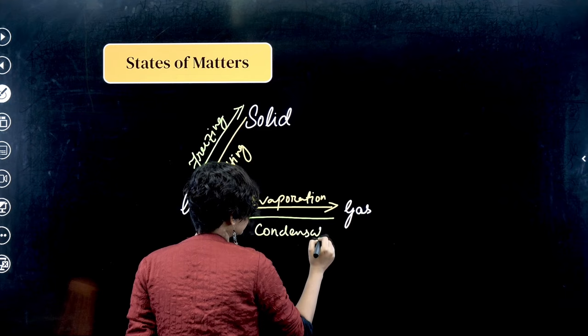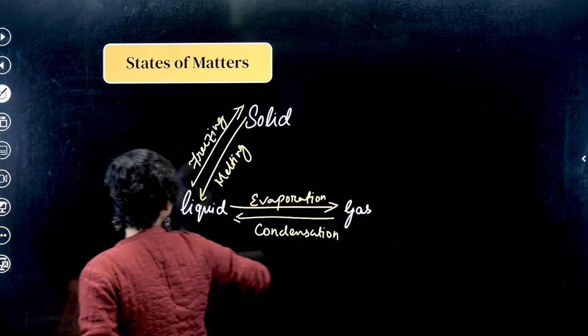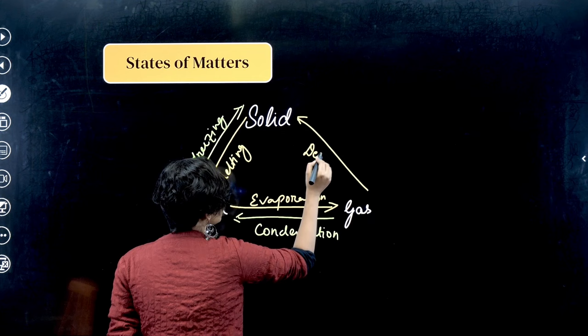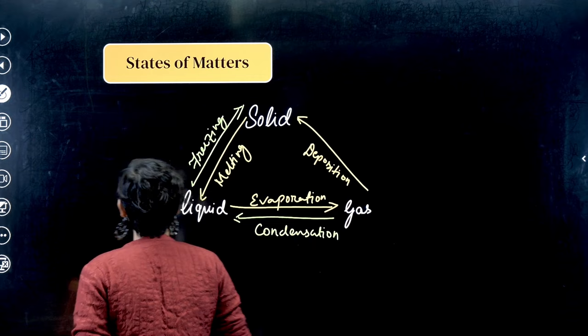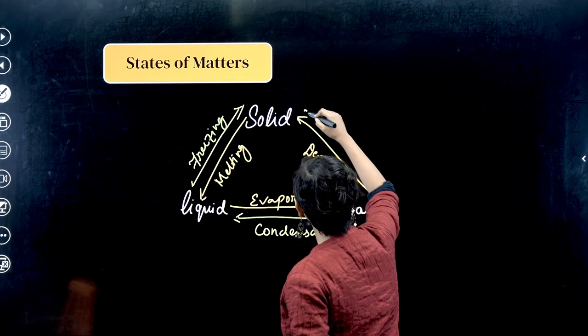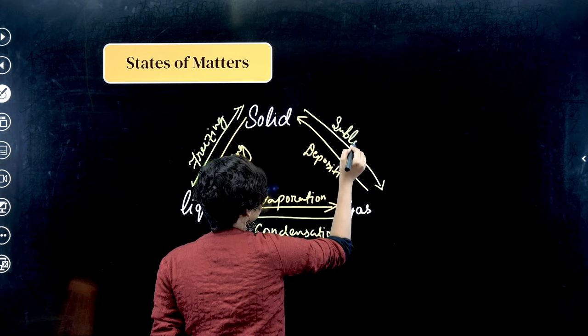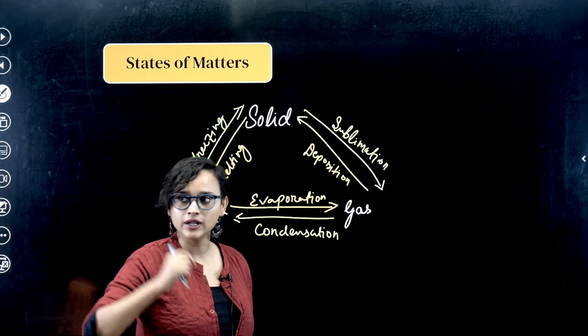Condensation. Great. Now if I want to convert gas to solid, any idea what this is called? Gas to solid, my dear student, is called deposition. Yes. And then if I want to convert solid to gas, what will solid to gas be called? Solid to gas is called sublimation. All right.